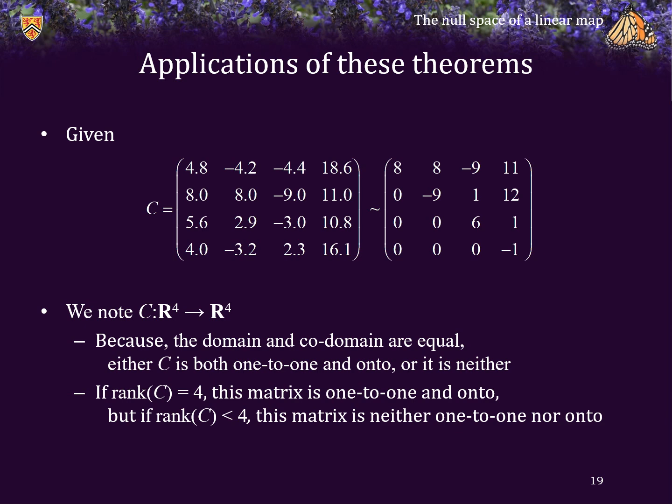Taking a look at the row equivalent matrix in row echelon form, we note that the rank of this matrix C is indeed 4. Thus, this matrix is both 1-to-1 and onto. That means that the range is all of R4 and that the null space is simply the 0 vector.